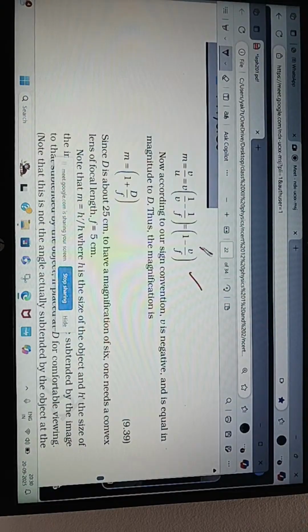This I understood. Yes, sir. You have taken 1 by u, you have written 1 by v minus 1 by f. Then when v is substituted, you will get 1 minus this. I am talking about this. So d is magnitude, no, sir. So magnitude is positive. You forget about magnitude.